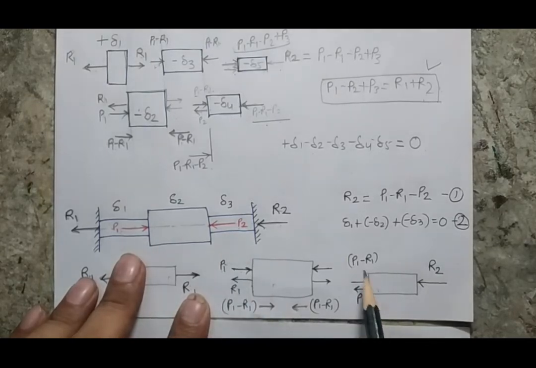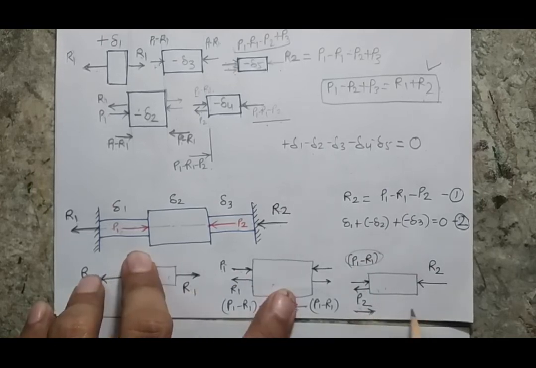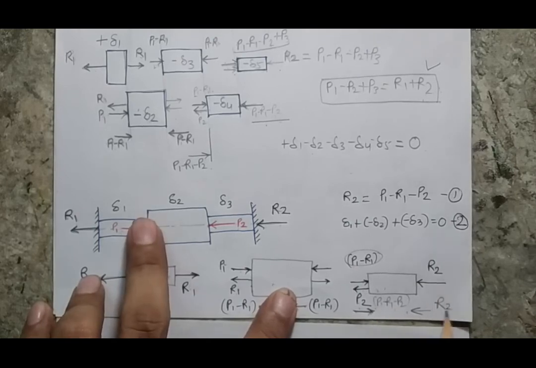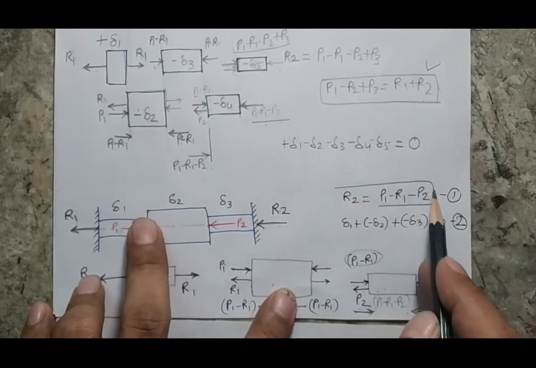So now finally I have P1 minus R1 minus P2, and the direction will be again inside because I am assuming this whole term is greater than this term. So the net force acting on this body will be of compressive nature. This is R2, and this force will be P1 minus R1 minus P2. So finally, R2 will be equal to P1 minus R1 minus P2. So this is my one equation.